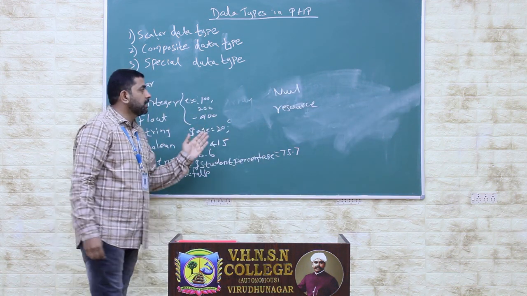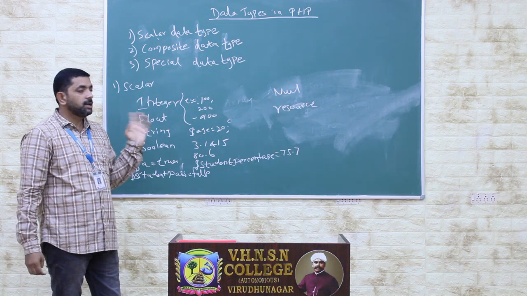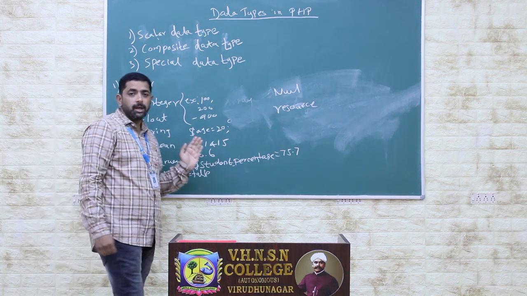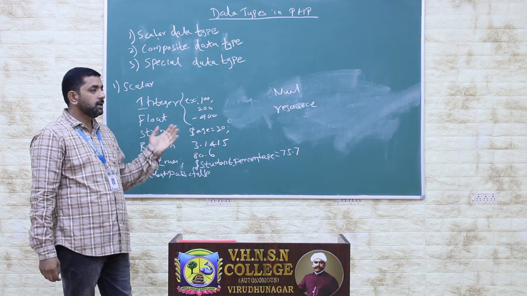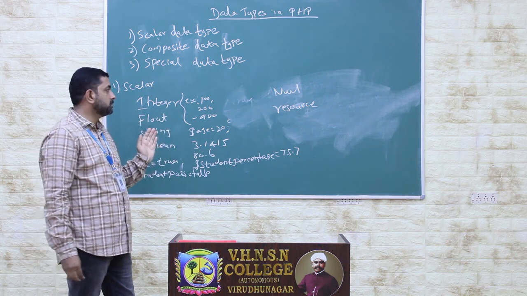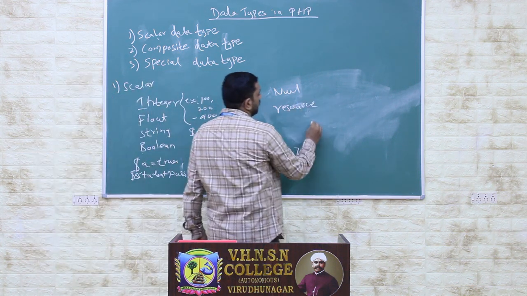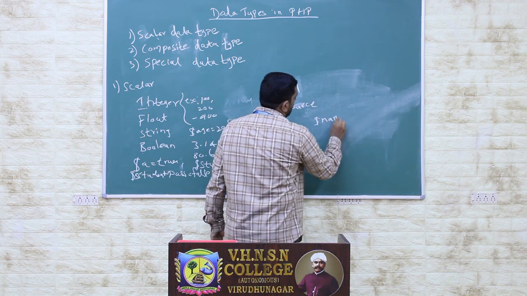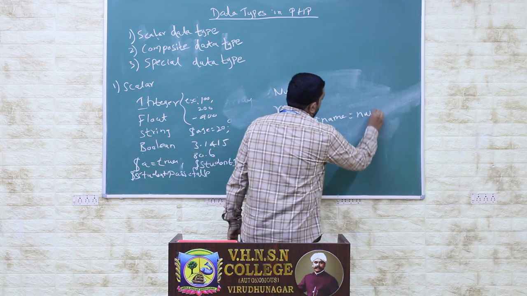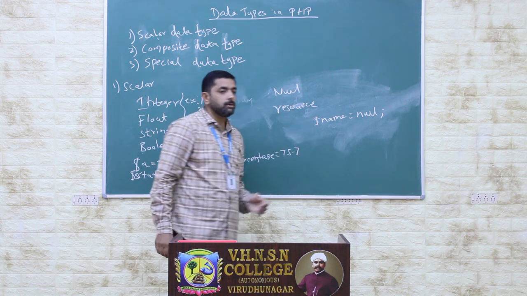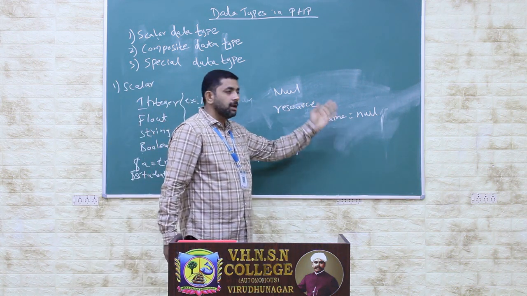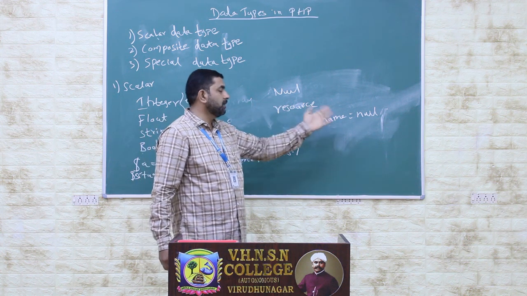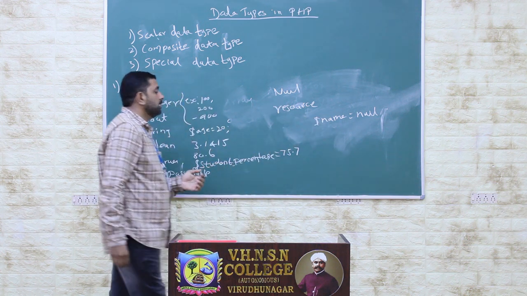Null is a special data type which can hold only one value, that is null. If a variable is created without assigning a value, then it is automatically assigned the null value. For example, name equal to null. Null is nothing. Later on, when the user enters something, I store some other value into name.